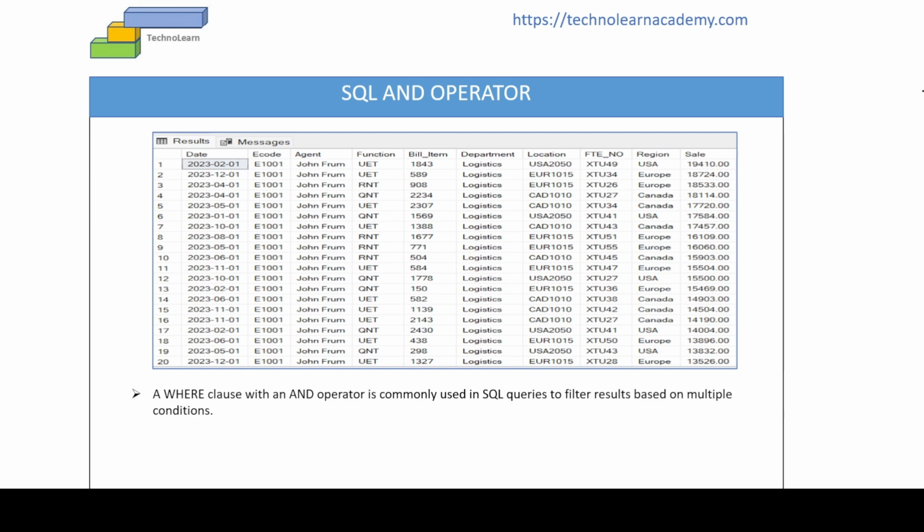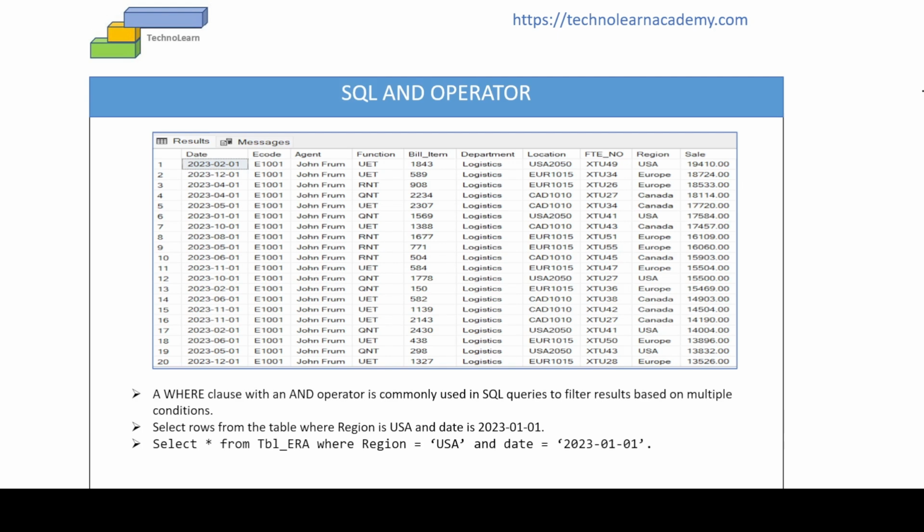For example, region has USA, Europe, Canada, and the same way date has multiple values. What we are interested in, we want to extract the data from the table where region is USA and date is 20230101. So my query will be select star from table name where region is USA and date is 20230101.